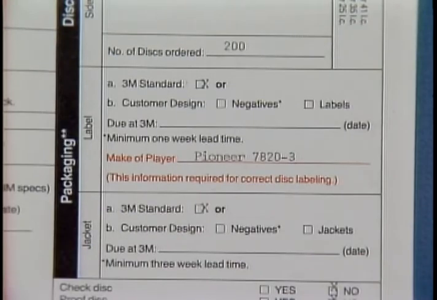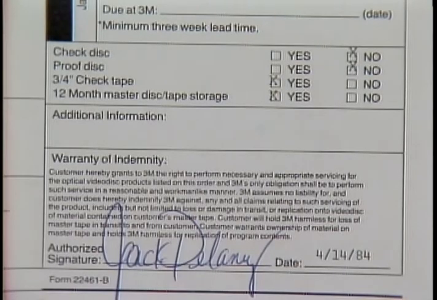3M standard labels are included. Custom printed labels are extra, and we need at least 1 week lead time. Make sure to tell us the type of player you'll be using. This information is required for correct disc labeling. Then, do you want the standard jacket or your own design, which requires film negatives in 3 to 6 weeks to produce? Notice the additional selection of choices you have: check disc, proof disc, 3/4-inch check tape, or 12-month master disc and tape storage. Make sure to sign the order form and retain your copy, or it'll be returned.